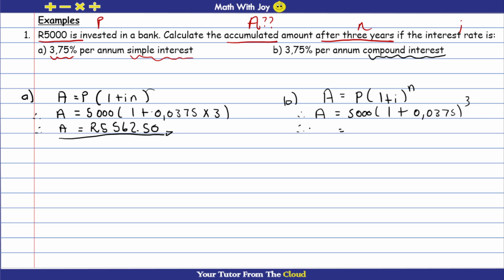So we're going to punch this out into the calculator, and we are going to work out what is the accumulated amount. So we get 5,583.86. As you can see, with the compound interest, you make a little bit more money than with the simple interest. So 3 years is a bit of a long time. And given that the interest rates are the same, compound interest will always make you more money.